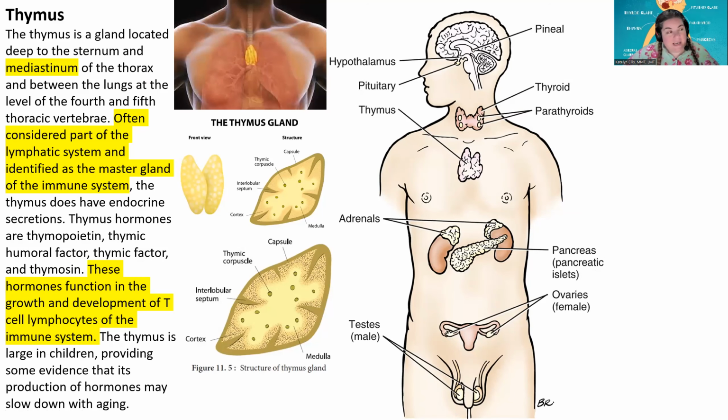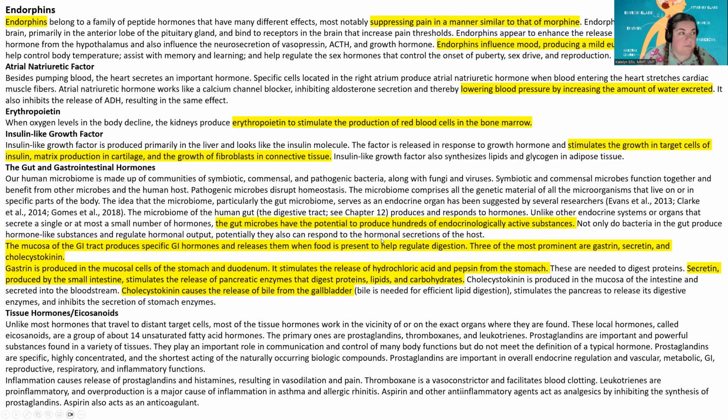There is also the thymus. The thymus is a gland located deep to the sternum and in the thorax between the lungs. All right, often considered to be part of the lymphatic system and identified as the master gland of the immune system. All right, the thymus is considered the master gland of the immune system. These hormones function in the growth and development of T cell lymphocytes of the immune system. All right. This helps produce T cell lymphocytes in the immune system.